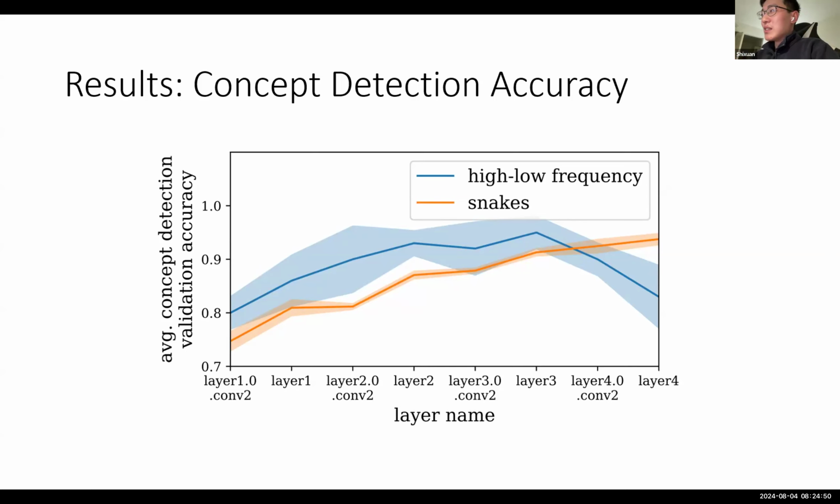While on the other hand, the snake concept, the more concrete concept, the later layers does better on this classification task, which is also reasonable because the ResNet model is just designed or trained to do the classification, so it is just trained to distinguish between what images are showing snakes and what images are showing other objects, right? So these are the results on the probing accuracy.